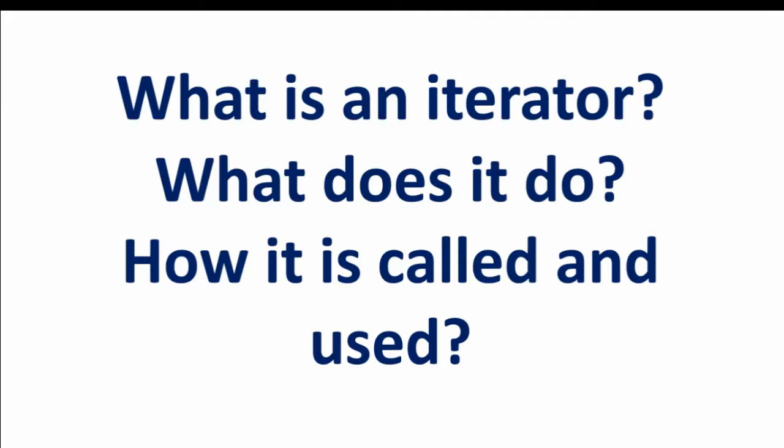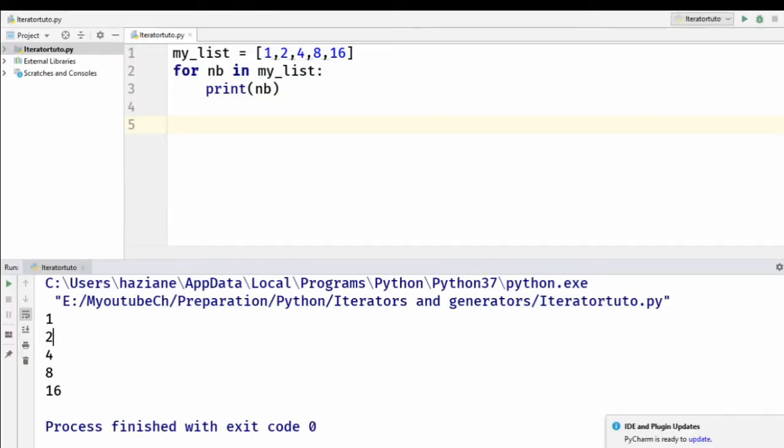So, what is an iterator? What does it do? And how is it called and used? An iterator is an object which we can obtain from iterables by using their iter function. So the argument of the iter function must be an iterable. As I said before, objects like lists, sets, dictionaries, strings are iterables. They all have something in common, which is the special iter method. You can check it by using the dir function.